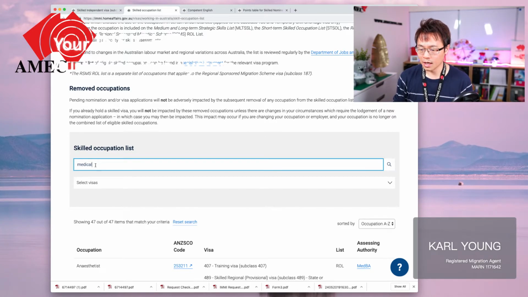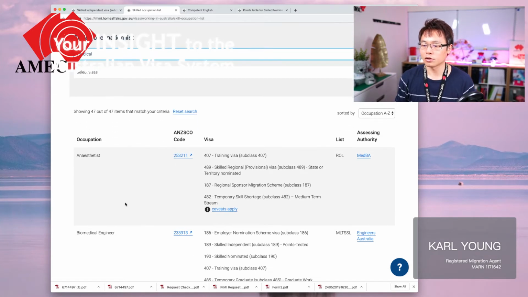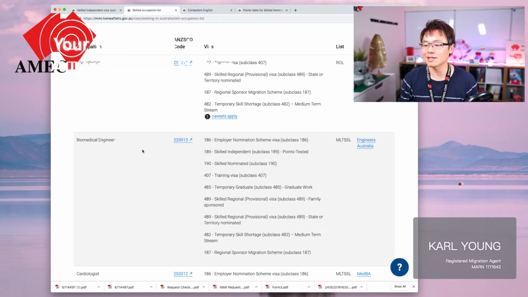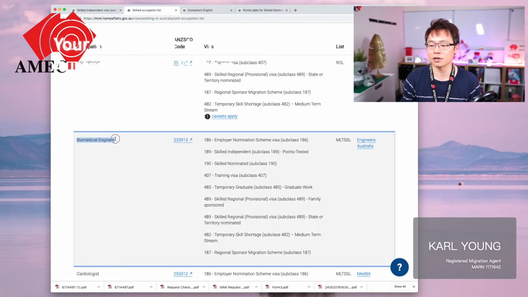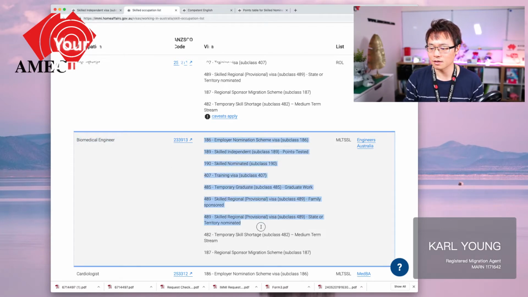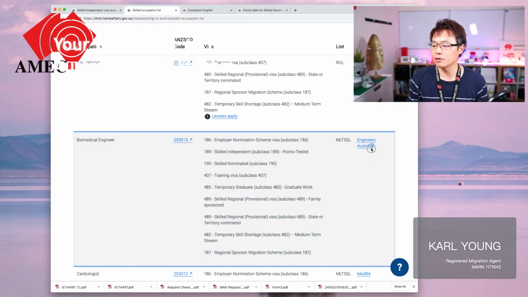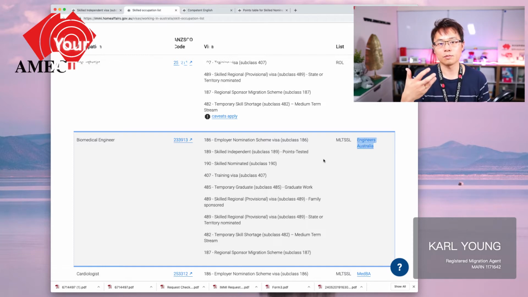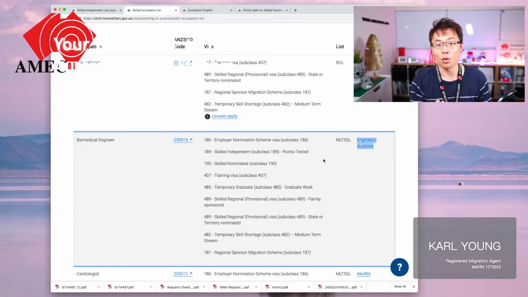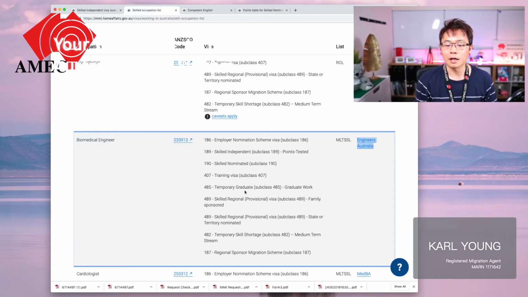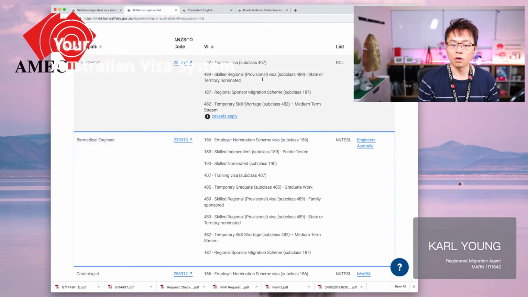So in order to do so, you need to jump into this page and search for your occupation. What I've done is type in medical, and down here it shows all the medical-related occupations, and they tell you, if you're a biomedical engineer, the list of visas that you can apply for. And on the right-hand side, they show you which skill assessing authority you're required to go through for your skill assessment. So it's very, very handy, and I really recommend that all of you viewers and potential migrants come in and check.